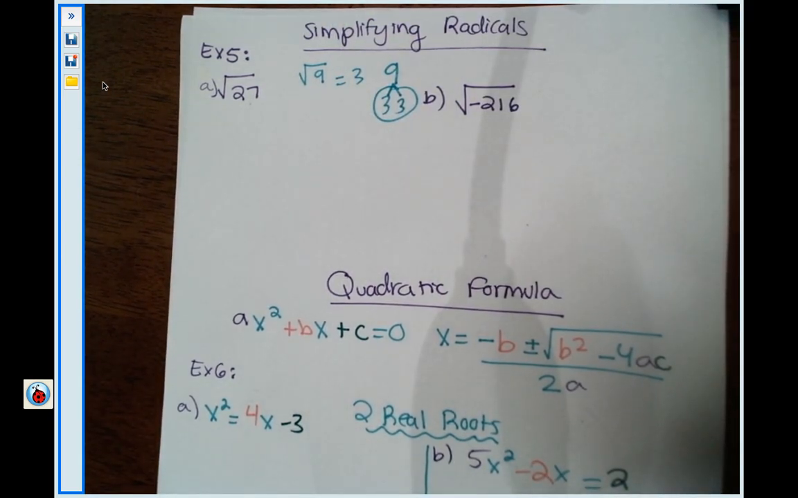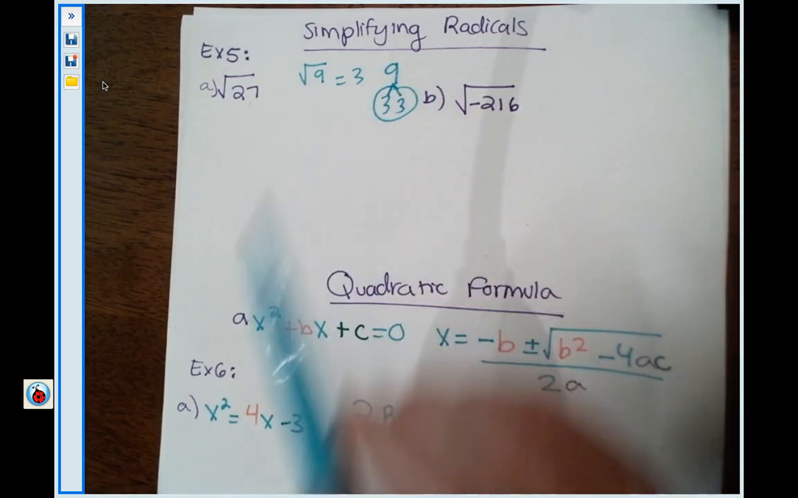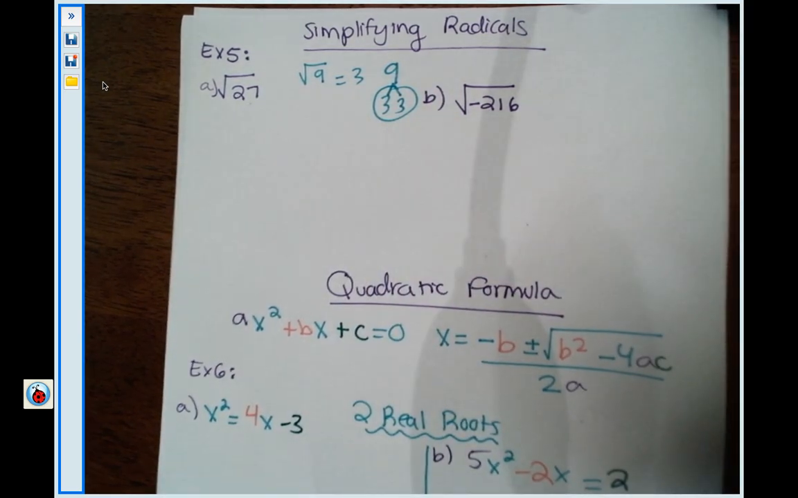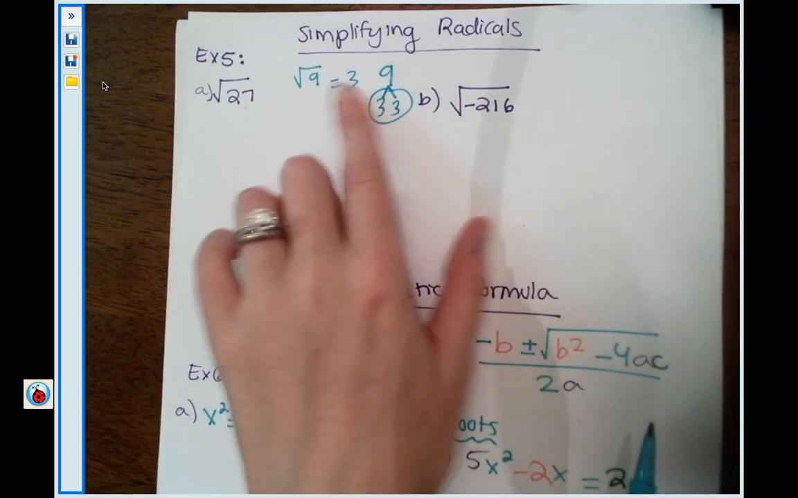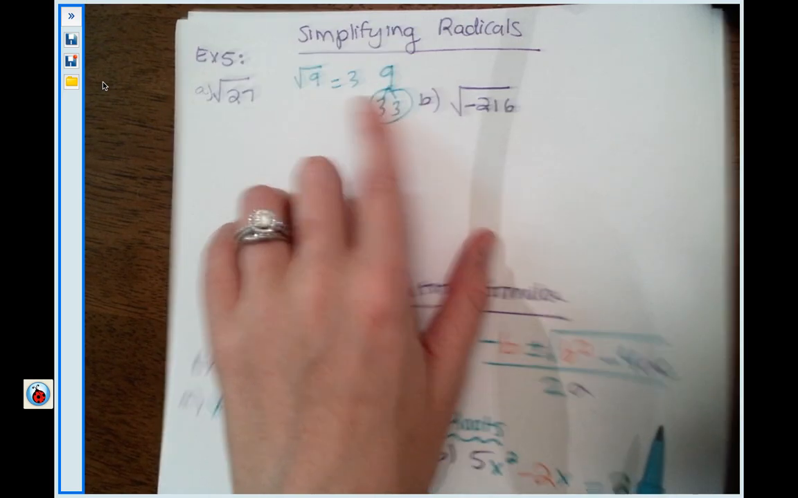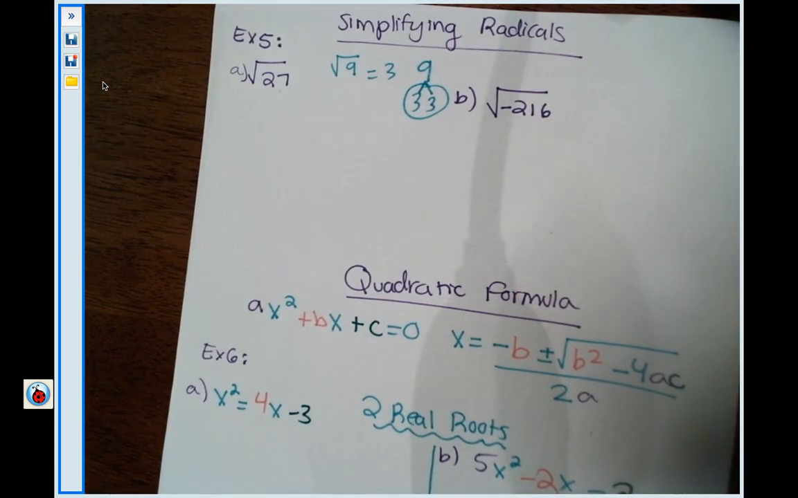So that means for every pair that we circle, this is called a factor tree, for every pair that we circle, one will hop outside the radical. And since I have nothing left in the factor tree, my answer would simply be a 3. So the square root of 9 is 3. Okay, but we're going to talk about some square roots that don't always work out. So they're not perfect squares, but we can simplify or reduce them down.